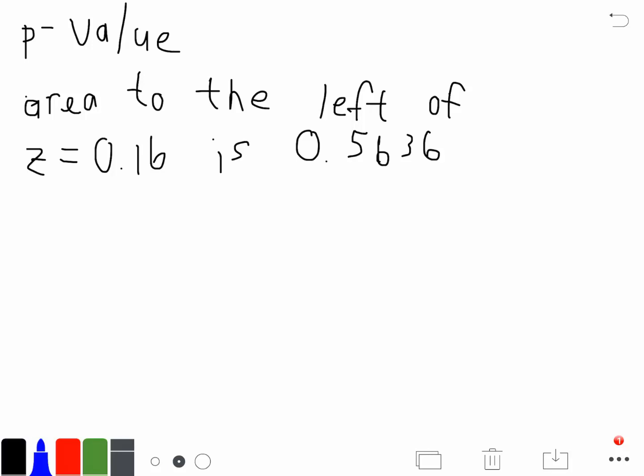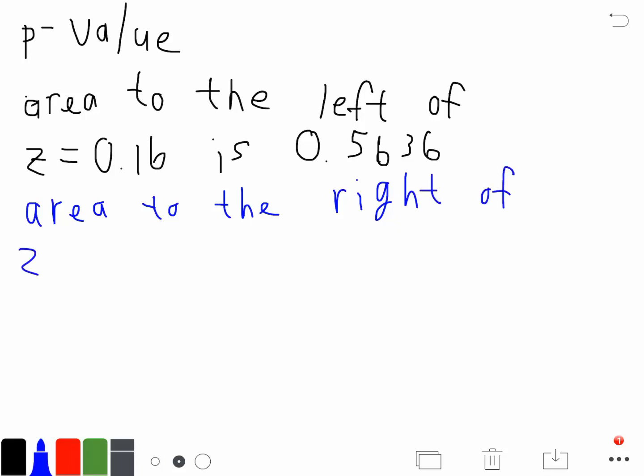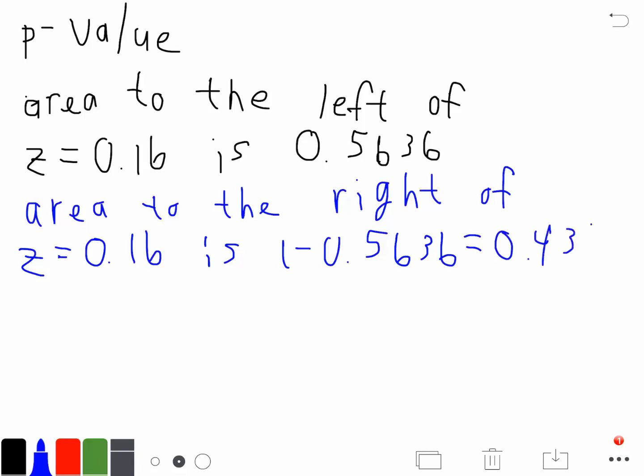However, we don't want to know what is the area to the left of z equals 0.16. That's a positive value. We want to find what is the area to the right of z equals 0.16. To find that, we're going to do 1 minus area to the left. 1 minus 0.5636, which will give me 0.4364. Now that just gave me the right tail. Since it's a two-tail test, I'm going to double that right tail to get my p-value.